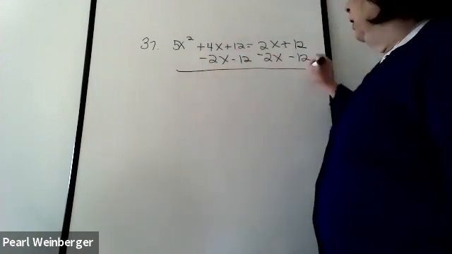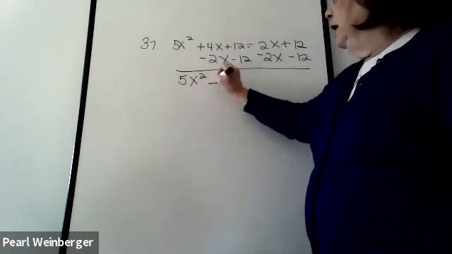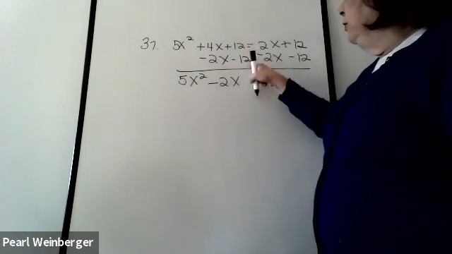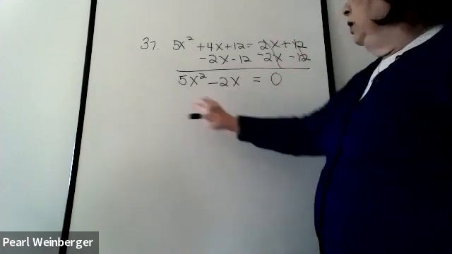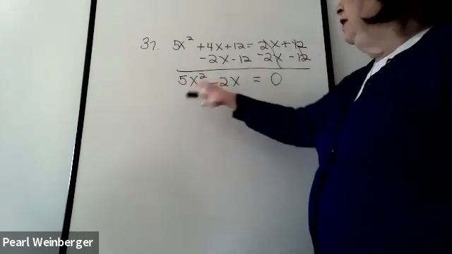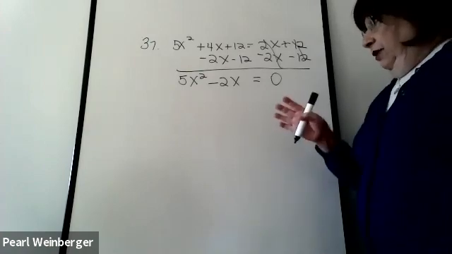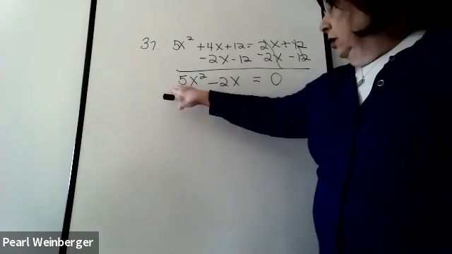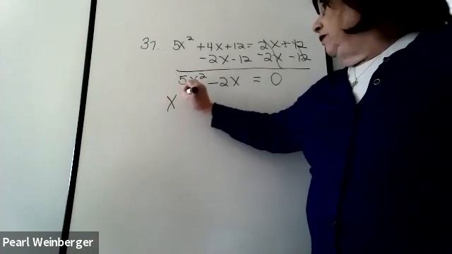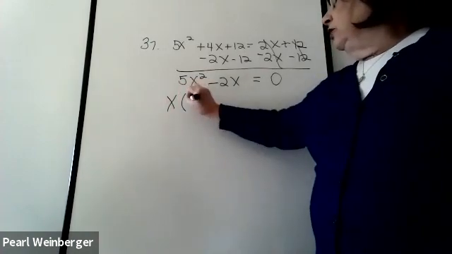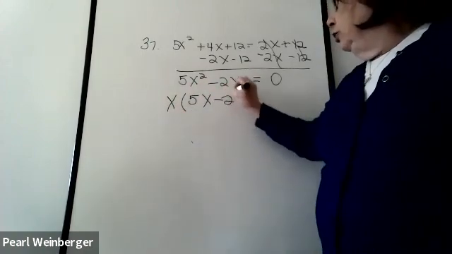So then I'm left with 5x squared. Now the 4x minus 2x is minus 2x. And the positive 12 and negative 12 cancel out. I'm left with, after I've brought everything to one side, 5x squared minus 2x. It's only 2 terms, but again, I want to factor it. And the first thing I look for is a common factor. 5 and 2, there's no number, but x squared and x means x is our common factor. And x into 5x squared is 5x. And x into negative 2x is negative 2.